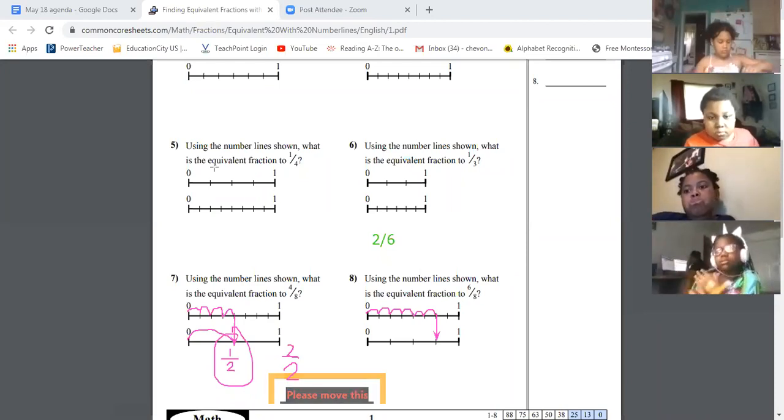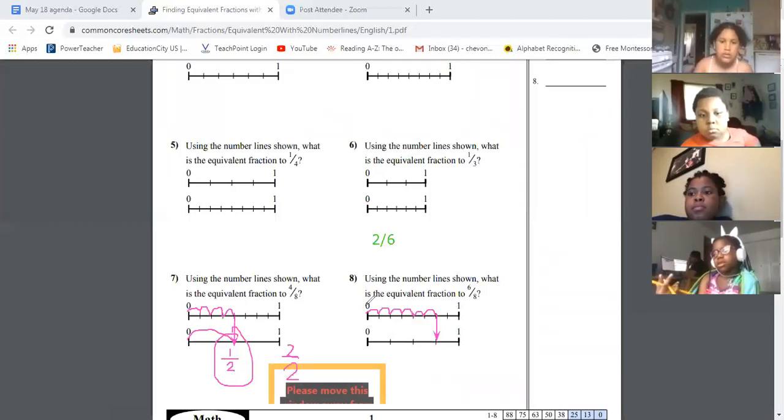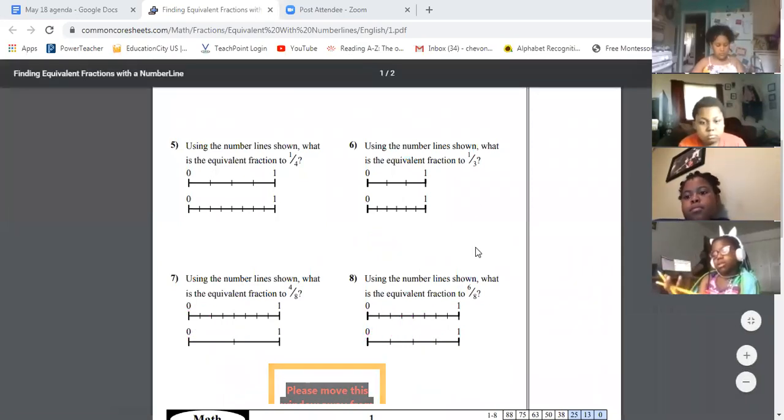Peyton, I think you're using the wrong backslash. Use the one that's by the numbers, the one that's above the numbers. I'm not sure if you're on a phone or on a computer. Very good. So we're going to go 1, 2, 3 hops. So we went 3 out of the 4 hops, okay? So it would be 3/4.